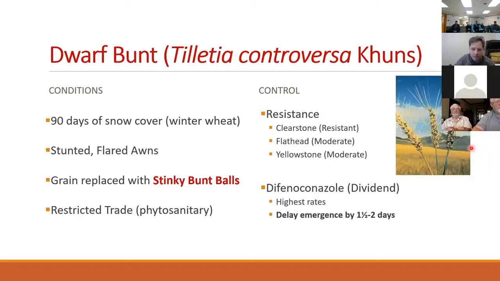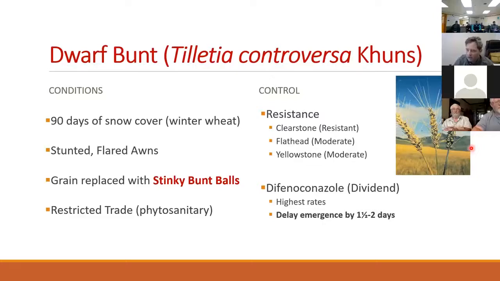The issue with dwarf bunt is not just the fact that it reduces yield and produces these stinking spores, but also this is a phytosanitary issue restricting trade, particularly for seed, but also for grain shipments to other countries. So we do probably 30 to 40 phytosanitary certificates where we inspect grain going out for international shipments for this. There is some moderate resistance in Yellowstone and Flathead to this disease, such that if the disease pressure is not too high, you're going to be okay in the domestic markets. If disease is high, though, those things will fail.